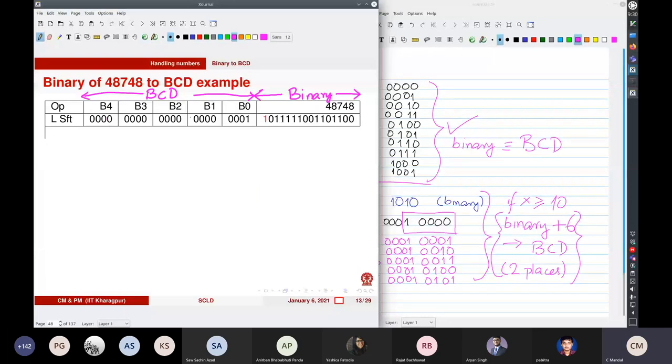So what we are doing is, this is the binary number 48748. This is a binary number, and we want to convert this to BCD. So after conversion, you should have a BCD number over here. So let us see how we can do that.